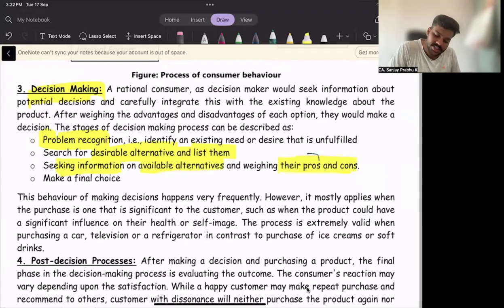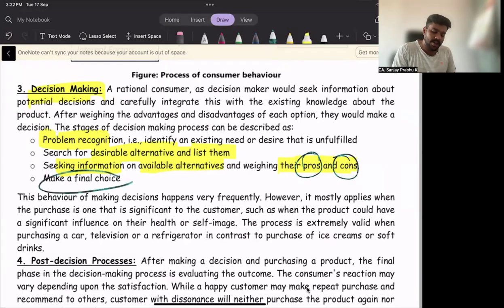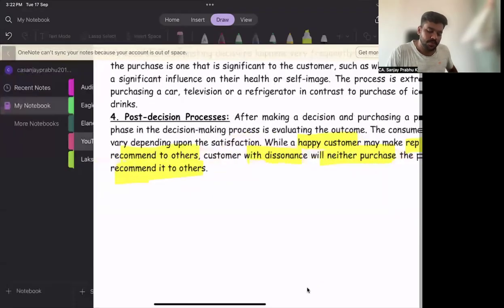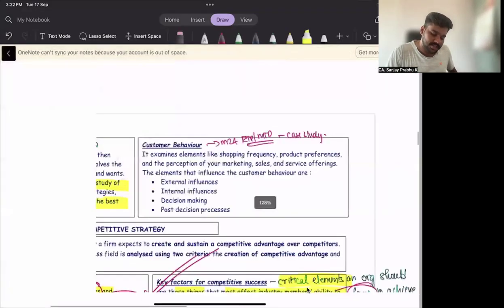What are the benefits of purchasing and what are the demerits? Then I have to make a final choice. Once you make a choice, if you are a happy customer, then you will make a repeat purchase and recommend to others. If you are not happy, then you will neither purchase nor recommend to others. This is all about customer behavior.